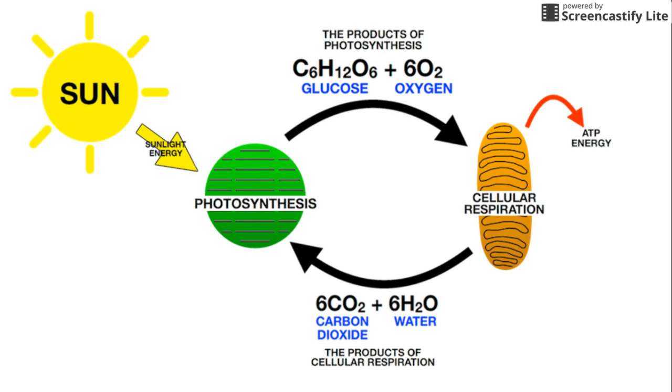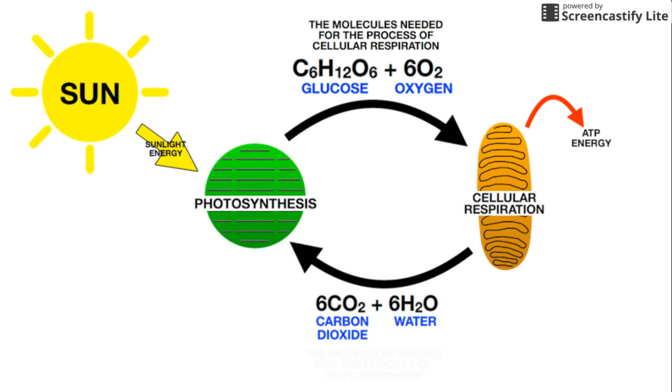The products of photosynthesis are also the molecules needed for the process of cellular respiration. The products of cellular respiration are also molecules that are needed for the process of photosynthesis. Each organelle has something the other organelle needs, so they exchange products. Glucose and oxygen are also the reactants of cellular respiration.